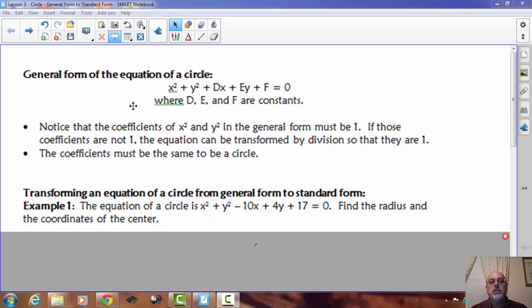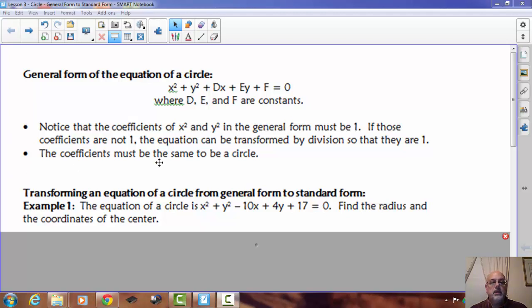Coefficients of x squared and y squared in general form have to be 1. If they're not, you have to divide so that they are 1. Just the x squared and y squared terms have to have a coefficient of 1.